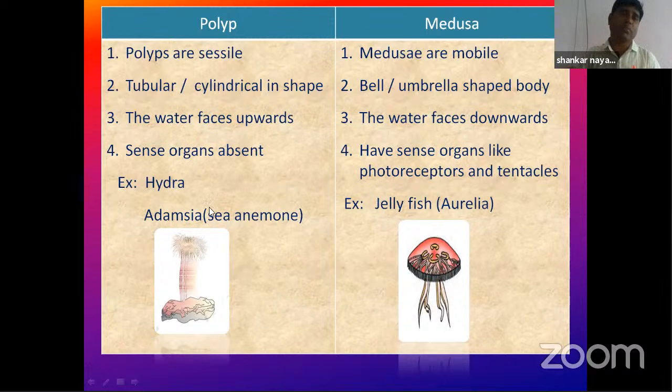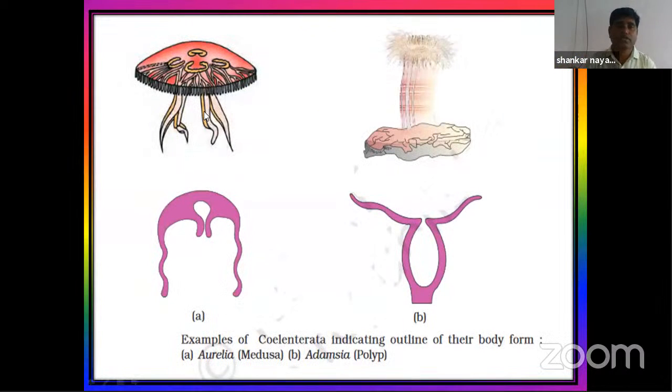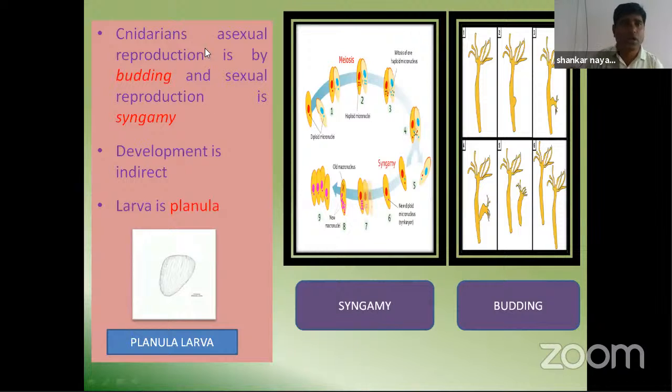The best example for the polyp is Hydra. Freshwater polyp it is. Adamsia is called a sea animal. Hydra and Adamsia are the best examples for polyp, and jellyfish is the best example for Medusa. This is important for 4-mark question also in our IB. See, this is Medusa, this is polyp. I think this diagram is given in our textbook.